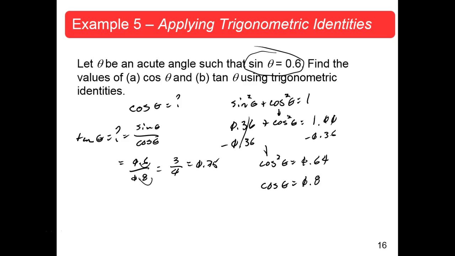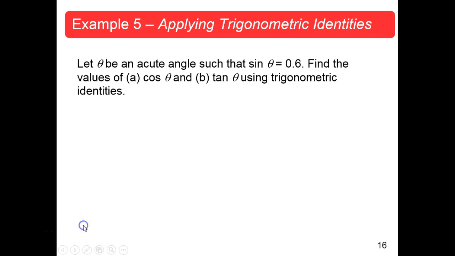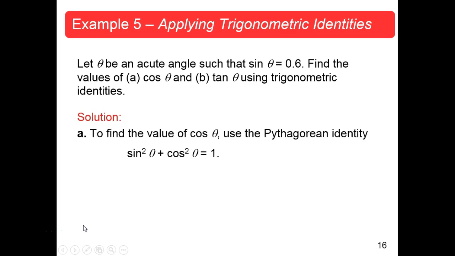Okay? Now, let's see how they did it. I think it's pretty similar to what we did. To find the value of cosine, find an identity that relates what you know with what you're looking for. The only thing that relates sines and cosines is that Pythagorean identity here, which I told you you're going to use a lot, in lots and lots of cases.